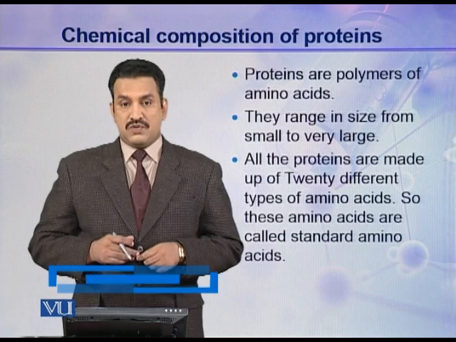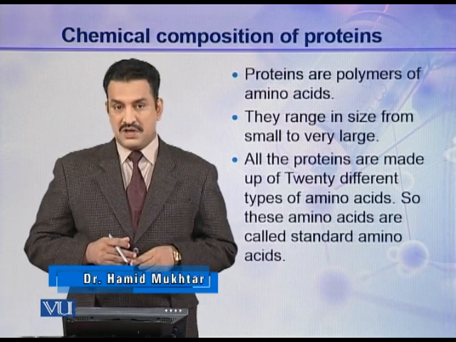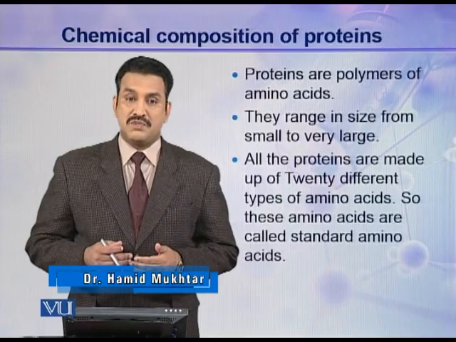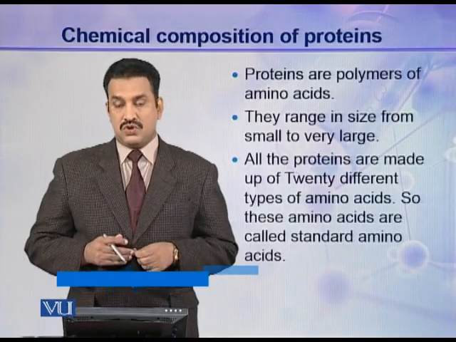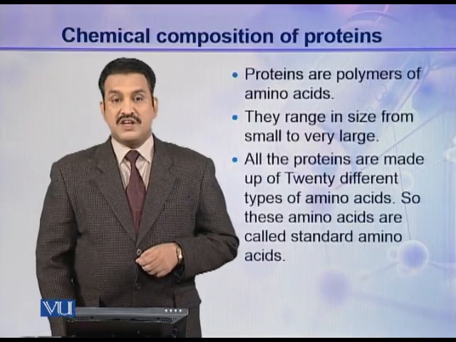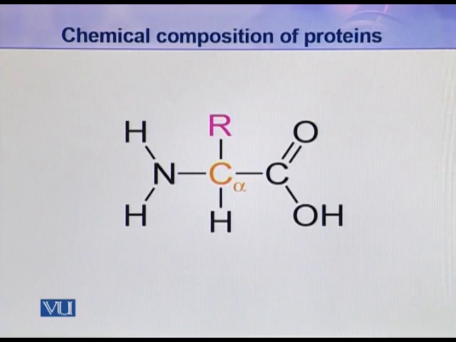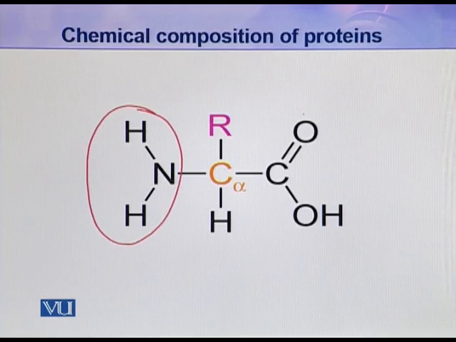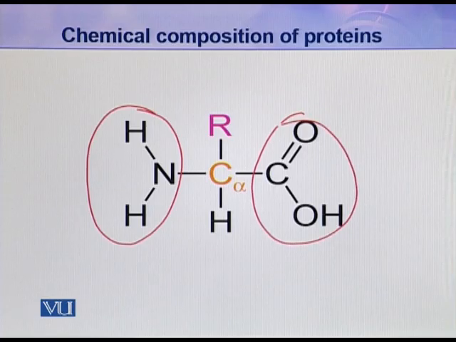All the proteins are made up of 20 different amino acids. And as all the proteins are made up of these 20 amino acids, these 20 amino acids are called standard amino acids. Here you can see the structure of an amino acid. In this amino acid, there is one amino group and one carboxylic group, and both these groups are attached to a carbon atom which is called alpha carbon. To this alpha carbon, one hydrogen is attached and on the other side one R group is attached.